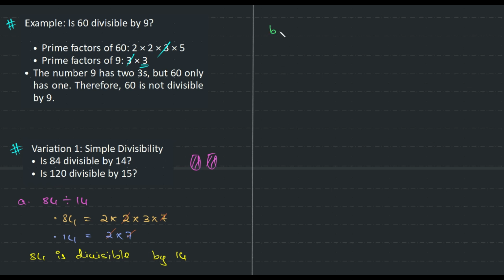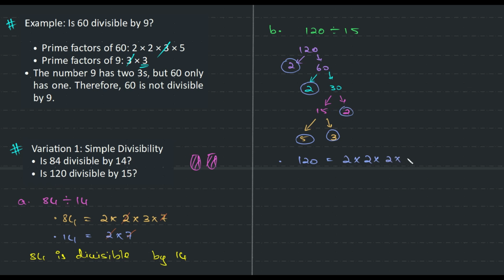Okay, guys. So we have 120 getting divided by 15. If you want, you can do the tree diagram. 120 can be written as 2 and 60. 60 can be written as 2 and 30. 30 can be written as 15 into 2. 15 can be written as 5 into 3. So 120 is made up of 2 into 2 into 2 into 3 into 5, while 15 is 3 into 5.